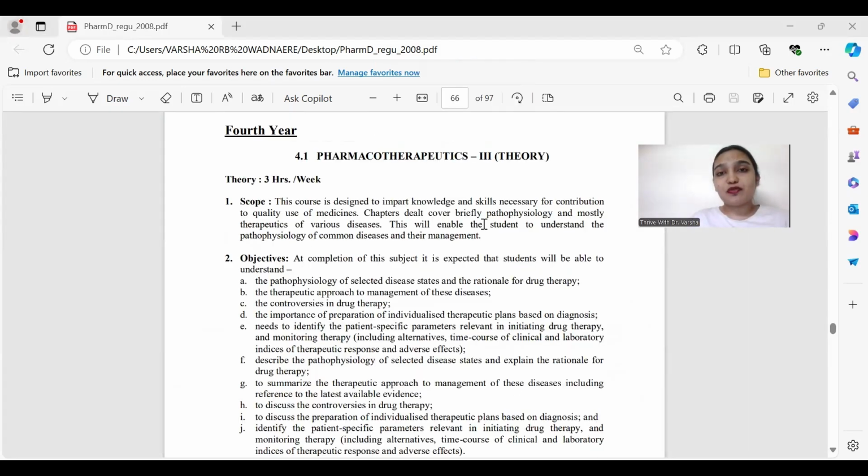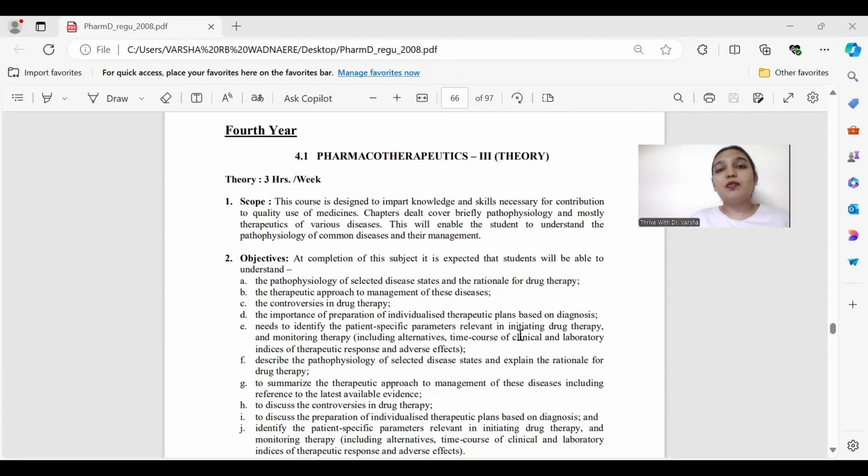So the first subject of 4th year is pharmacotherapeutics 3. Now, why will we study this subject again? What is the scope of this subject? We'll be having 3 hours of theory lectures per week. This subject is designed to impart knowledge and skills necessary for contribution to quality use of medicines. The chapters will cover pathophysiology and mostly therapeutics of various diseases. This will enable the student to understand the pathophysiology of common diseases and their management. Whatever we have learned in previous years, therapeutics 1 and 2, exactly the same pattern will be followed over here.